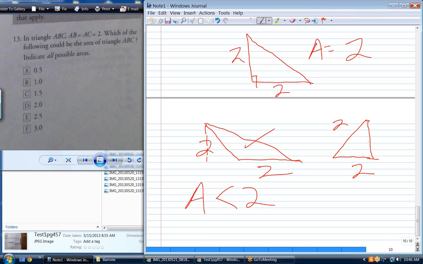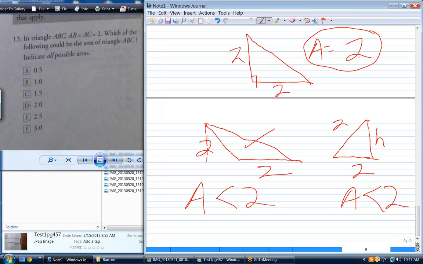Okay. How about the acute triangle? In other words, that height there also has to be less than 2. Right. So this area also is less than 2. So it would appear that the maximum area we can have is 2. We can't have a bigger area than that. Okay. What's the smallest area we can have? I shouldn't have really asked that question. Can we have areas of 0.5, 1, and 1.5?